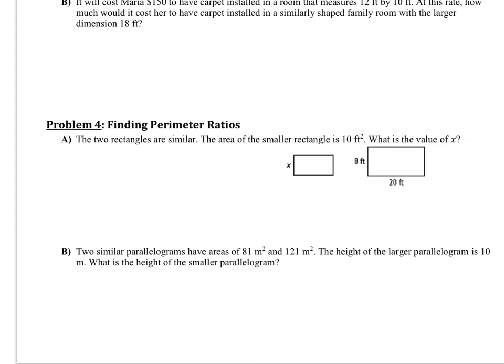So this one's a little bit different. So I'm going to find the area of my larger one. So if I do 8 times 20, that would give me the area. So I have 160 feet squared. So again, if I do my perimeter ratio with my area ratio, I have 10, that's my area of my smaller, over 160. And if I simplify that fraction, that's the same thing as 1 over 16.